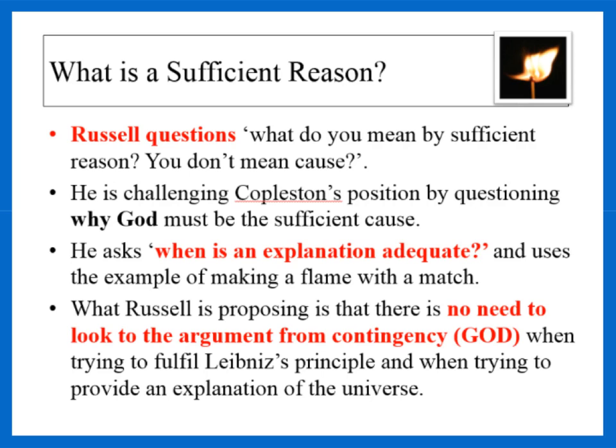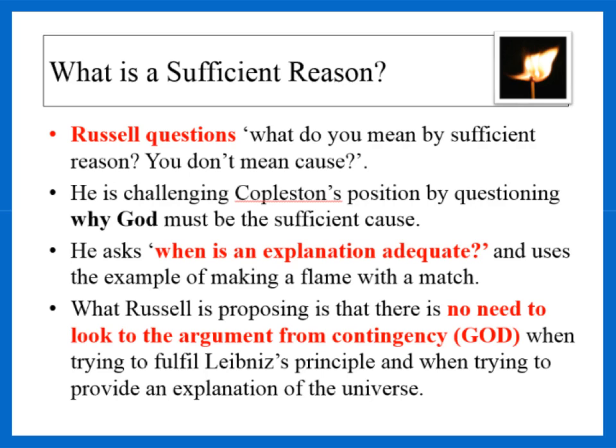And Copleston says, well, it's when you have a total adequate explanation as to why something is the way it is. And Russell says, well, what's the sufficient reason of, say, a match being lit? And would it be that I just strike the match using the box? What would be the sufficient reason, the total explanation that would be adequate as to why that match was lit? And Copleston says, well, it's more than that. It's not just that it's been struck across the matchbox.